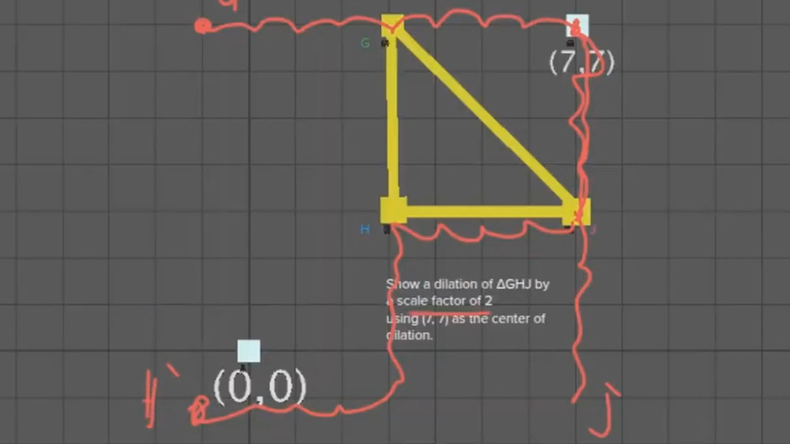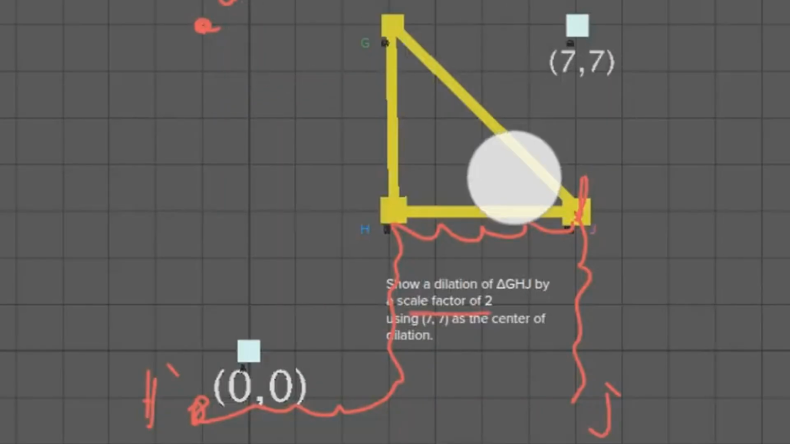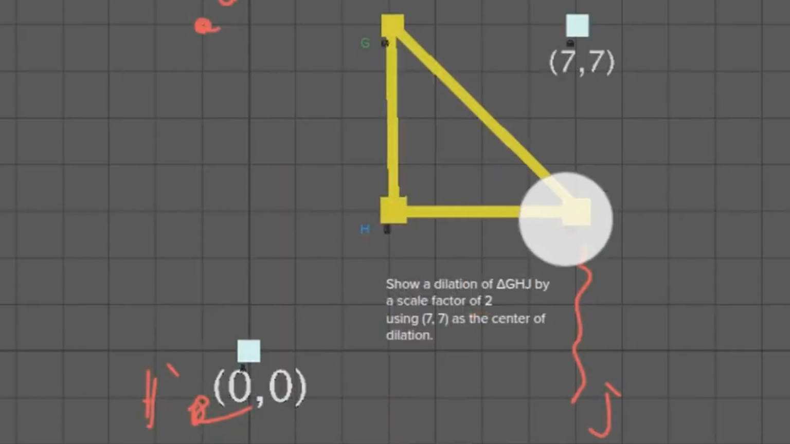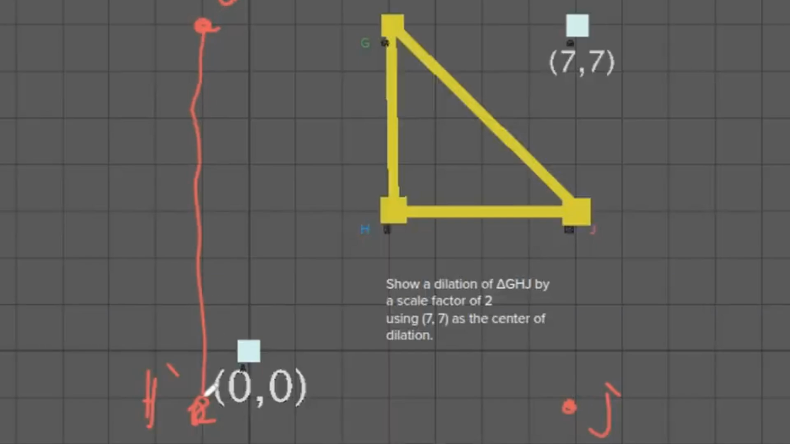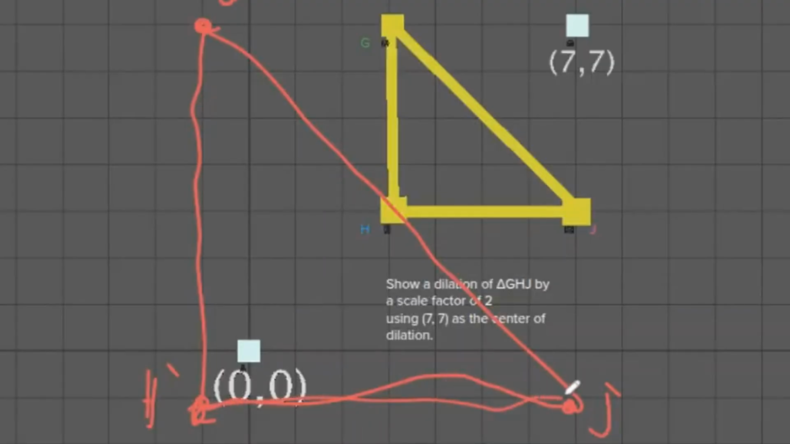Let's clean this up a little bit. We don't need the counting lines. We just make it a little cleaner. We're just going to draw this again, and we're just going to connect the lines. There we go. And this is the new triangle. And that's it. That's how you do it.